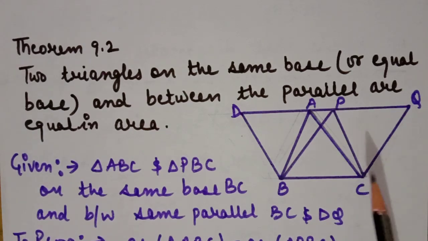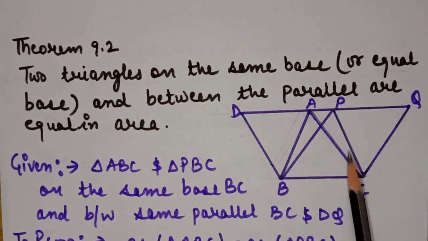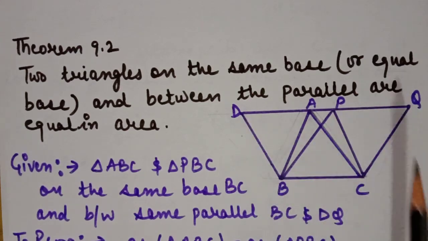So students, first of all, draw a diagram. Triangle ABC and triangle APC. They both lie on a common base BC and they both lie between two parallel lines, which are BC and DQ.